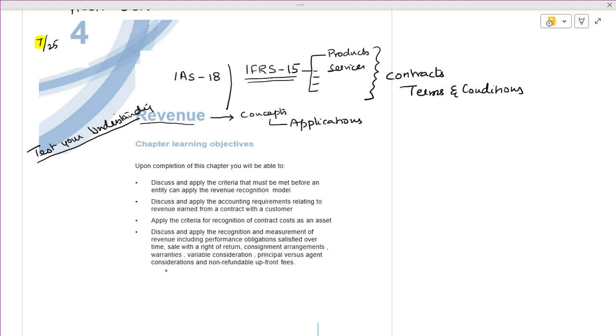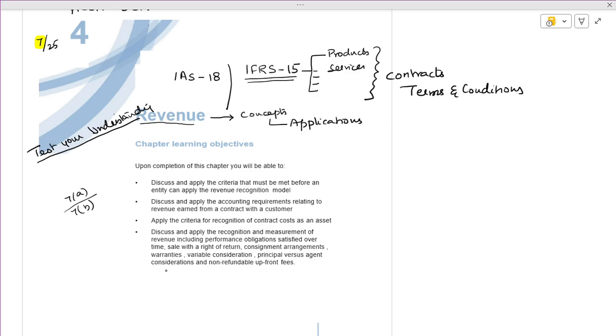What we are doing during this: most probably this chapter will be in two parts, 7A and 7B. Today we will cover 7A, and in the next session we will cover 7B. It's a very lengthy one.